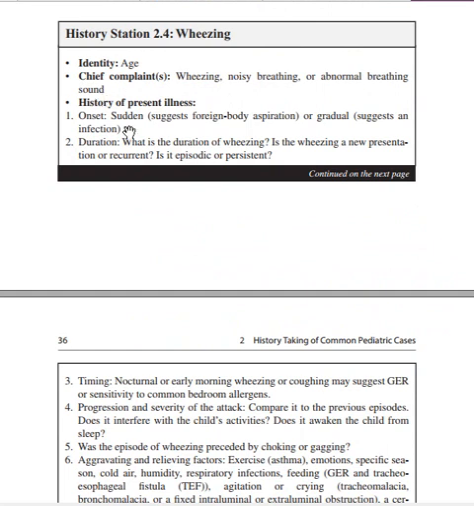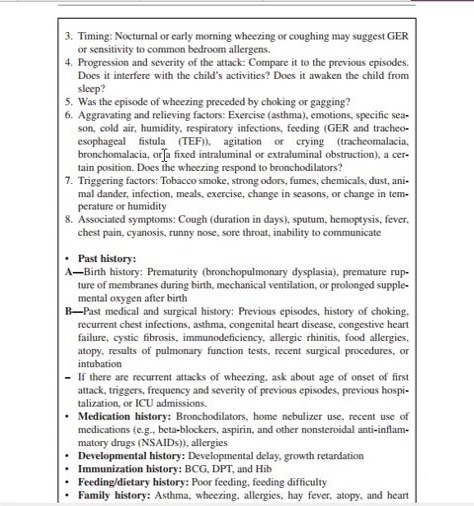So in the history of present complaint, we speak about the onset. Is it sudden due to foreign body aspiration, or gradual, suggesting an infection? The duration: what is the duration of the wheezing? Is it acute or chronic, new or old? Then the timing: is it at night, is it in the morning, and so on? If it's in the morning, wheezing and coughing may suggest GERD, gastroesophageal reflux disease, and sensitivity to common bedroom allergens.